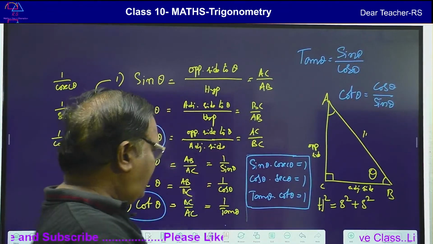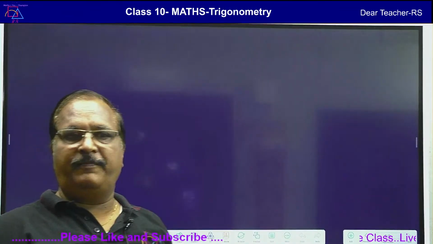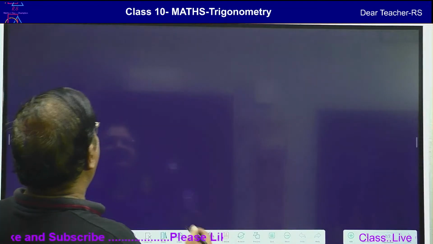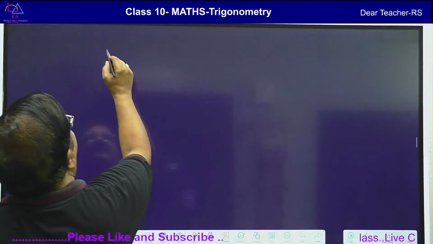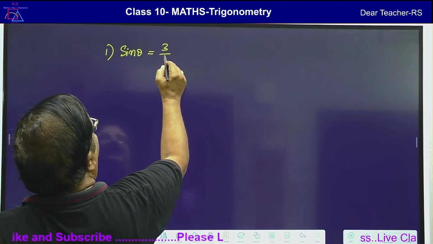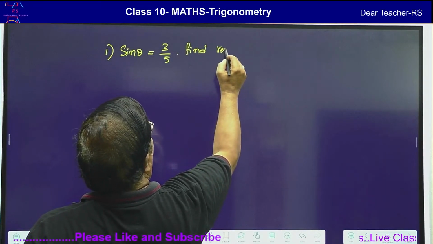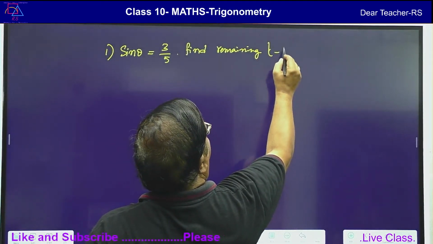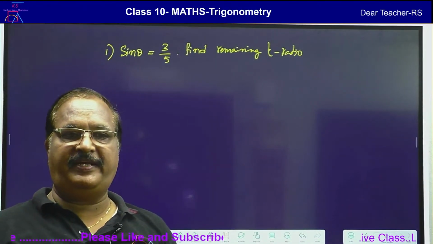Okay, so now let us go to some problems based on this. Based on these basic definitions, the first and important question is very simple. They will give sin theta is equal to 3 by 5. Find the remaining t ratios. I'll write t ratios; t ratios means trigonometric ratios. Okay, in short form, t ratios, right?